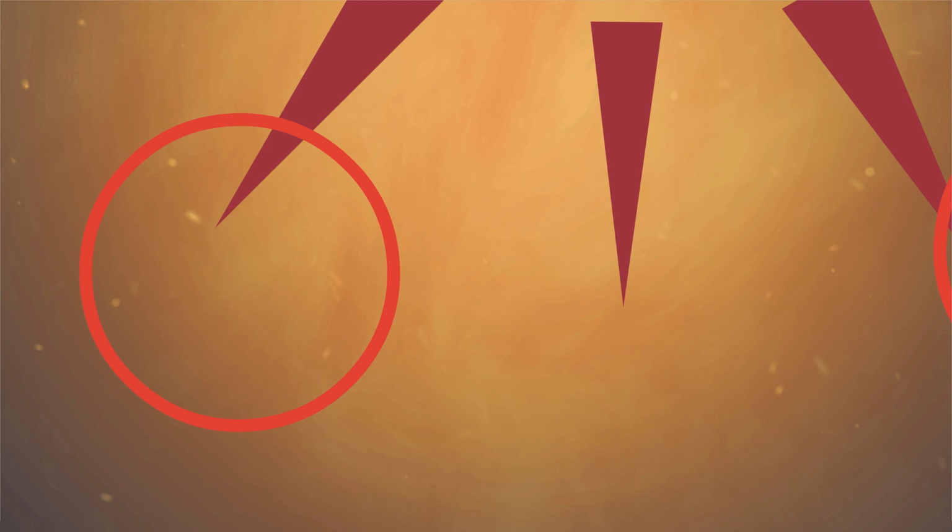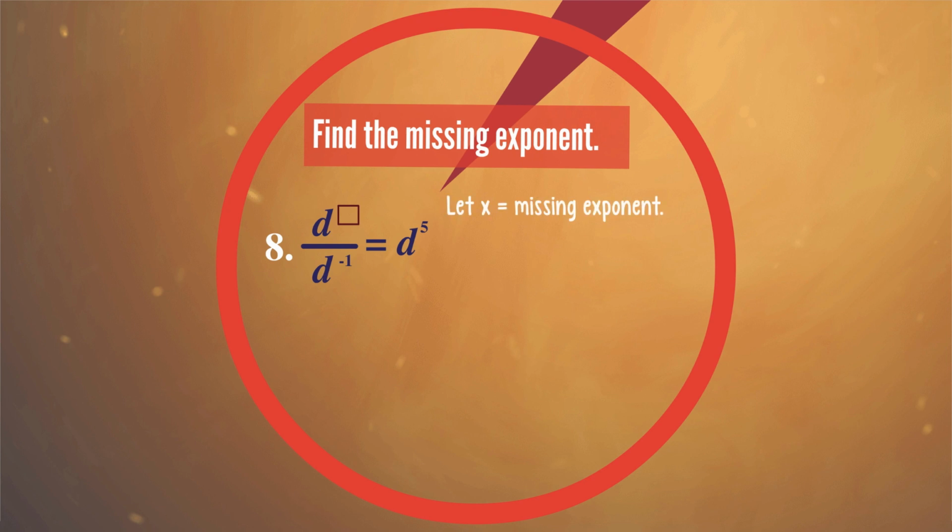Let's try solving something a bit more complicated. In this example, we will find the missing exponent. Look at our given. What should be the exponent of the numerator if it is divided by d raised to -1 and the quotient is d raised to the 5th power? There's an unknown number here, so we should represent it by a variable. Let x be the missing exponent.